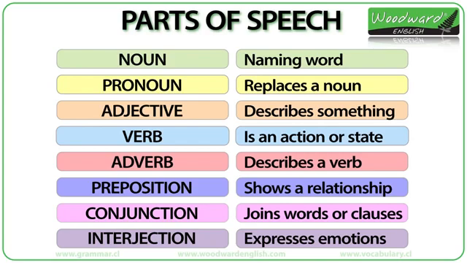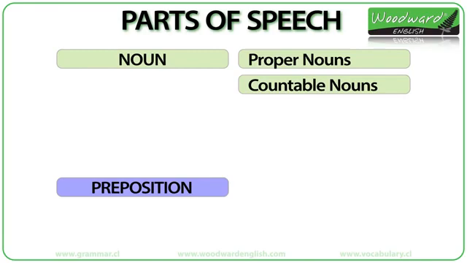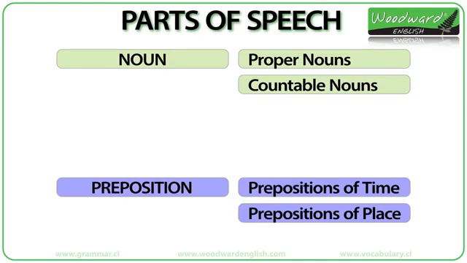Now, this is just a very general overview of each part of speech, and each class can have more than one use, which we will see in a moment. Most parts of speech can be divided into subclasses. For example, nouns can be divided into proper nouns and common nouns, countable nouns or uncountable nouns, etc. Prepositions can be divided into prepositions of time, prepositions of place, etc.